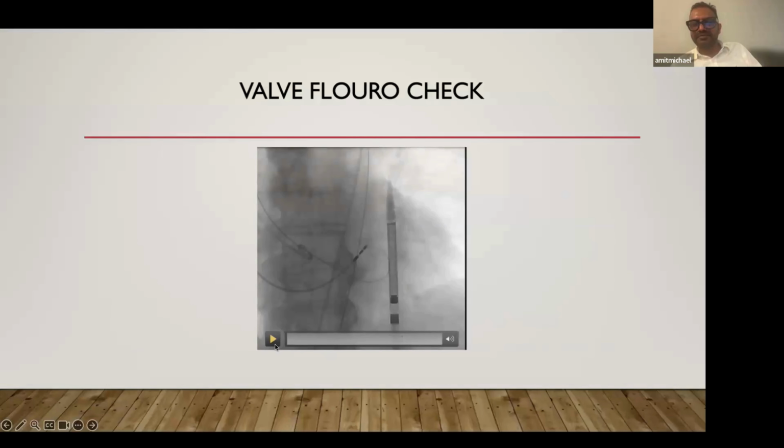So next thing, before we take the actual device in, we do what we call a fluoro check. So this is the prepared valve. The valve is inside this device, that's the capsule. That's the lower end of the valve, because that valve will come in like this. So that's the inflow of the valve, that's the outflow of the valve once it sits. So we do a fluoro check to see whether the valve has been prepared well, because sometimes the valve is not prepared well. You may have to prepare a new valve.